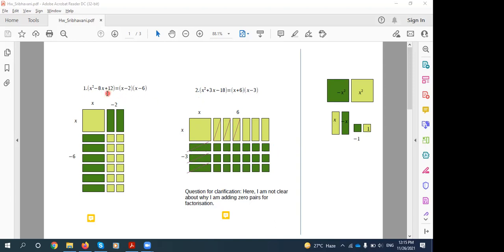Whenever the constant term is positive, these two will have the same sign. In this case, both are negative.